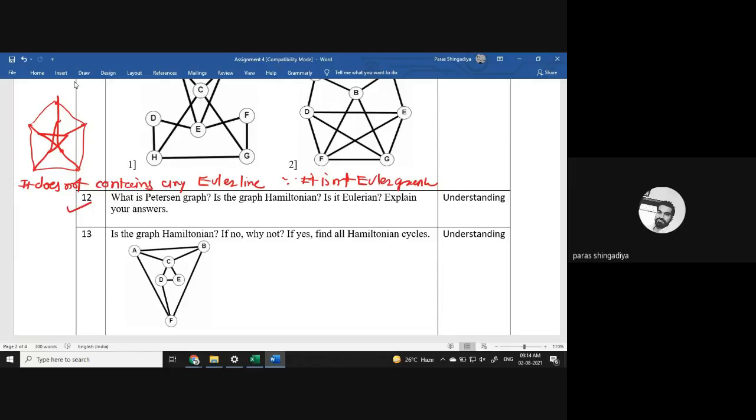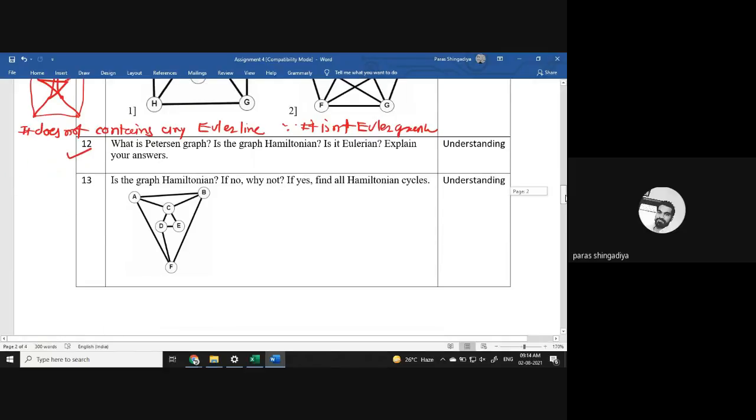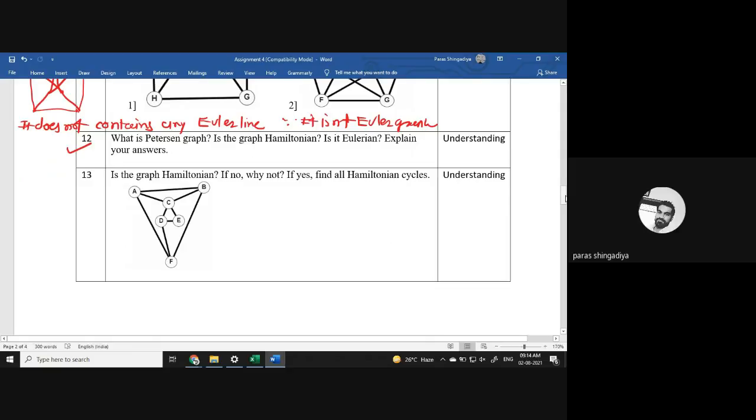Now next is question number 13. Here also one graph is given which includes 6 vertices, and you have to verify whether the graph is Hamiltonian. If yes, find Hamiltonian cycles. We will not find all the Hamiltonian cycles, but we will find at least 5 different Hamiltonian cycles for this graph. So is it a Hamiltonian graph?